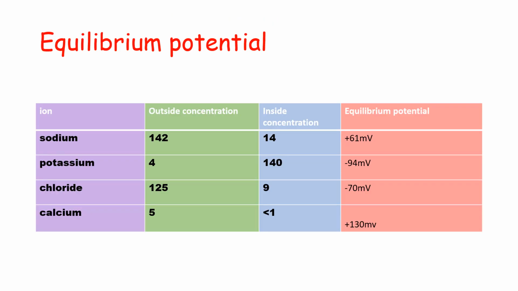So in this slide, we can see the different concentration gradient of ions: sodium, potassium, chloride and calcium. And also we can calculate the equilibrium potential for the different ions. For example, for sodium, we have calculated it is plus 61 millivolt. For potassium, it is minus 94 millivolt. Chloride, it is minus 70 millivolt. And calcium is plus 130 millivolts. So this calculation can be done in the Nernst equation by replacing these values of concentration for the different ions.